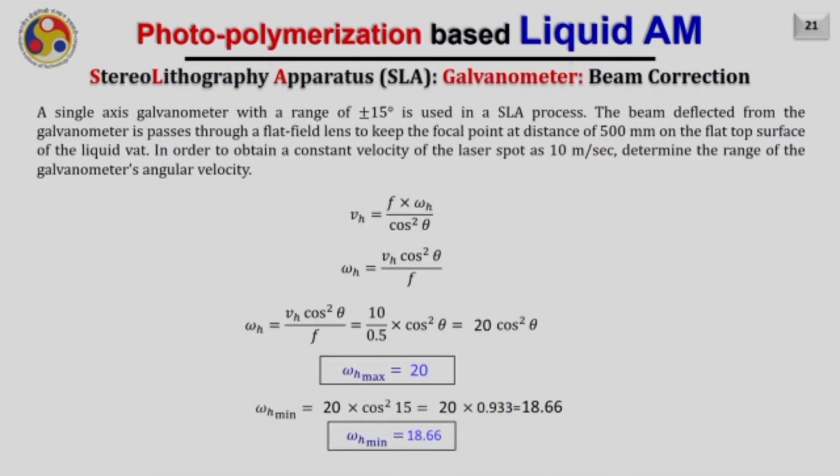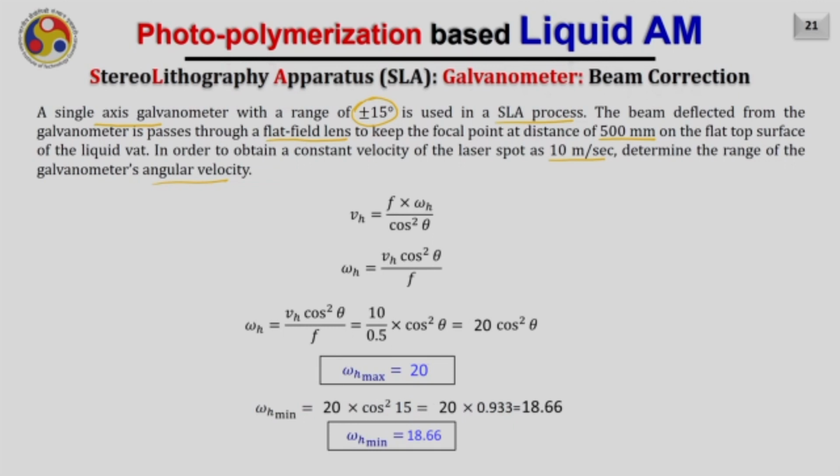Let us discuss this problem through an example. This problem says a single axis galvanometer, means only one mirror is there, with a range of plus minus 15 degree is used in an SLA process. The beam deflected from the galvanometer passes through a flat field lens. To keep the focal point at a distance of 500 mm from the flat top surface of the liquid wet, in order to obtain the constant velocity of the laser spot at 10 meter per second, determine the range of the galvanometer's angular velocity.